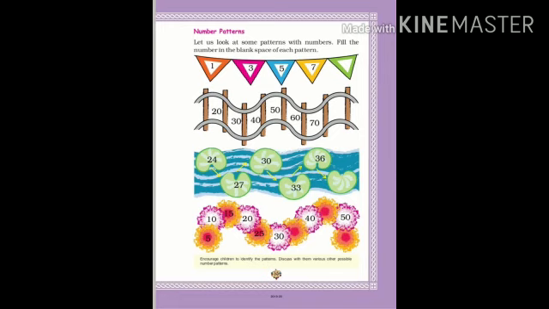24 to 27, yes, 3. If you add 3 to the first number, you get the second number. So if we add 36 with 3, what will be the answer? Write it very quickly. Yes. Now come to the last figure.